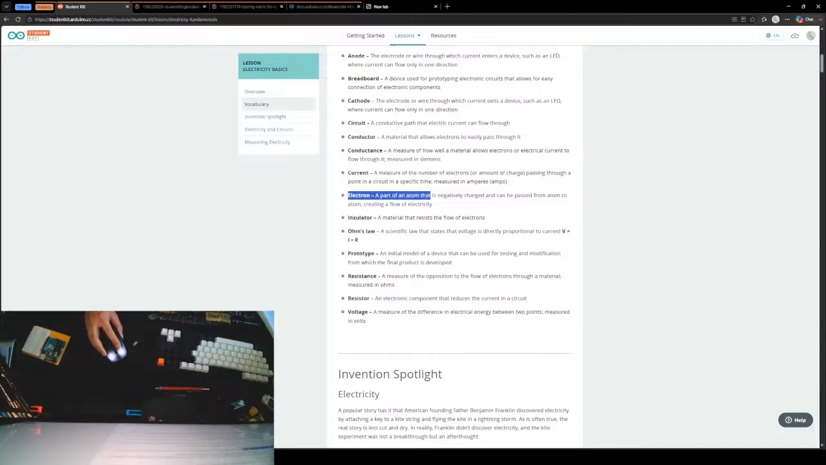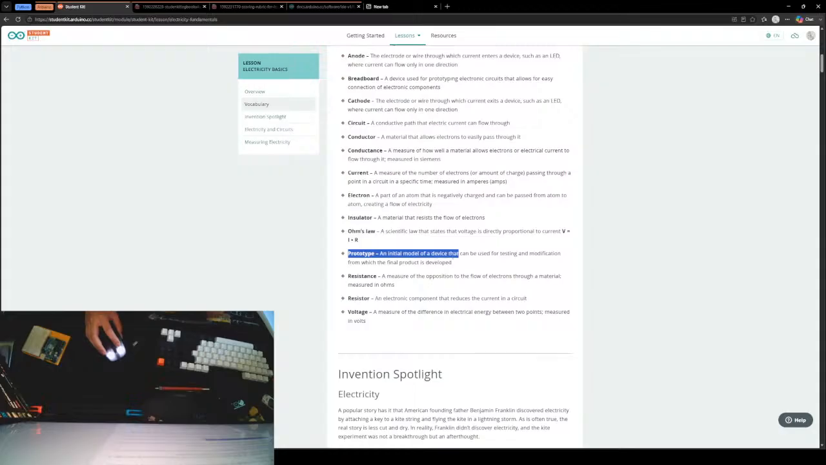Electron: a part of an atom that is negatively charged and can be passed from atom to atom, creating a flow of electricity. Insulator: a material that resists the flow of electrons. Ohm's law, I remember learning about this. A specific law that states that voltage is directly proportional to current. V equals IR.